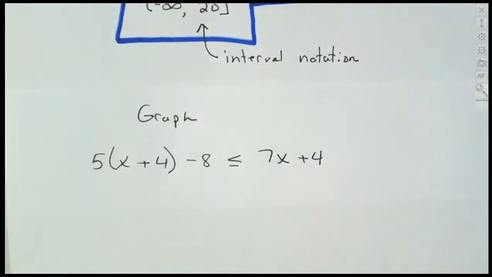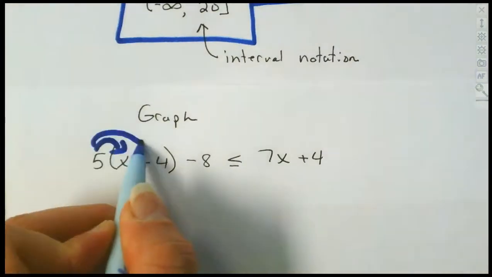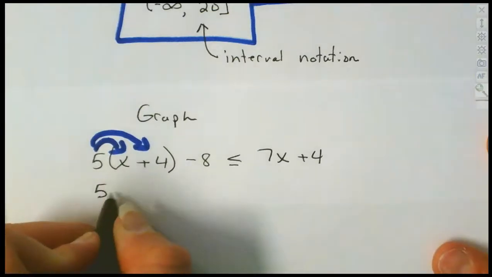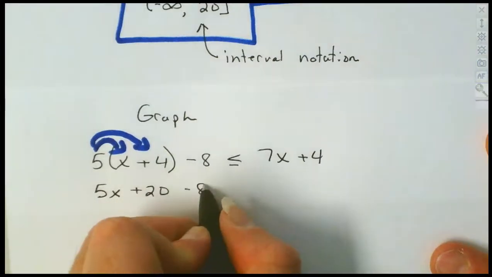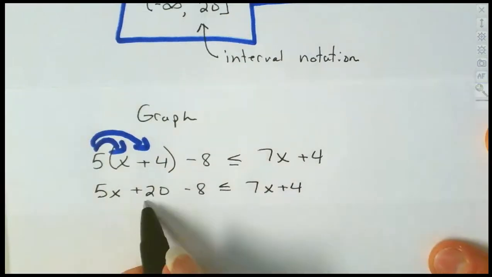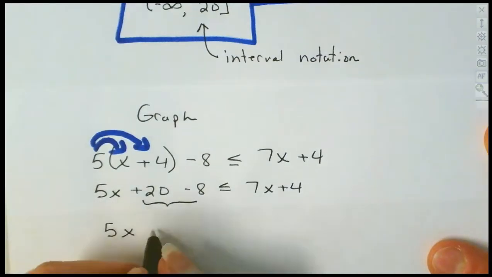Okay, and I set this one up on purpose to illustrate a new concept here. So the first thing we do, distribute through our parentheses. Nothing new, just like we would at any other equation. This is just an inequality, so we distribute that through, and that gives you 5x plus 20 minus 8 is less than or equal to 7x plus 4. Before we move things around, what do we do? We combine. So that's 5x, and then 20 minus 8, that's a 12.